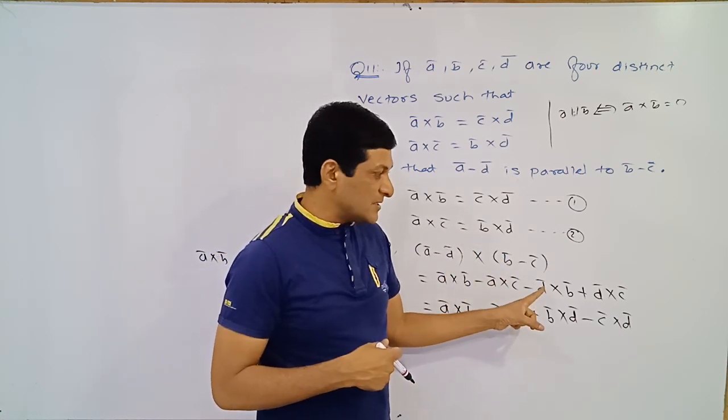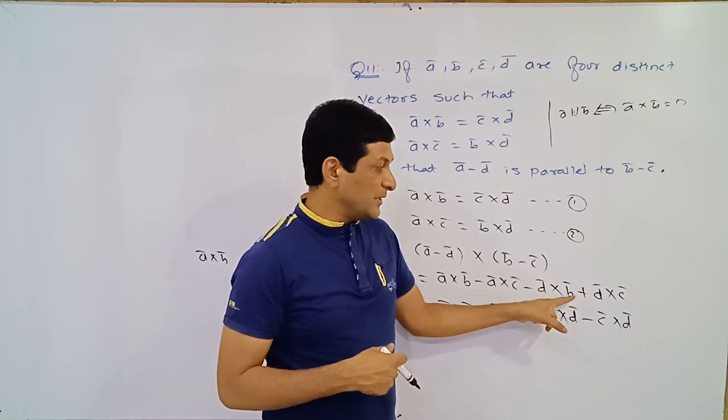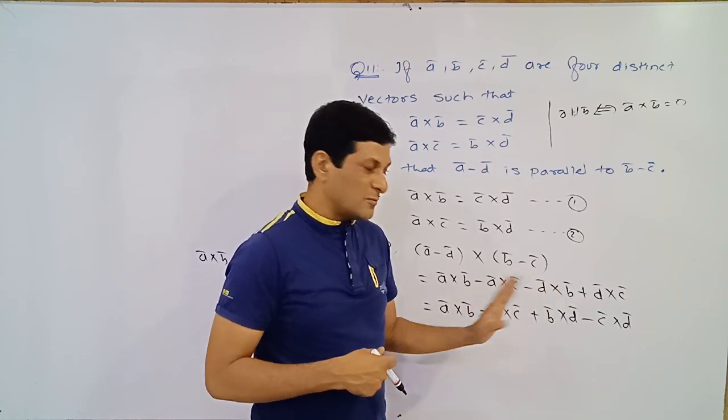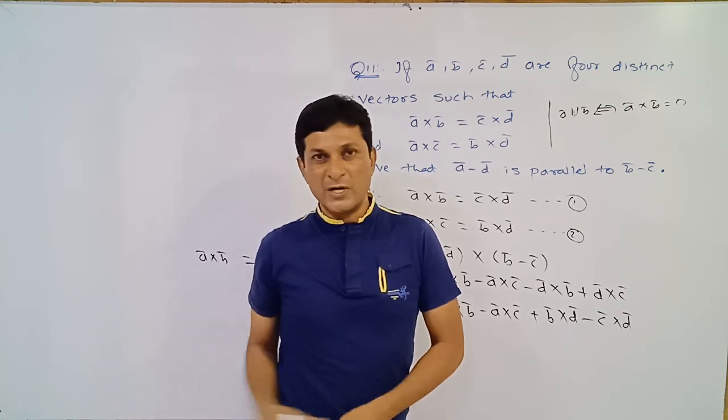But what is the available result? d bar cross b bar. So we have to interchange these two vectors, so the minus sign will become plus, according to this important result.